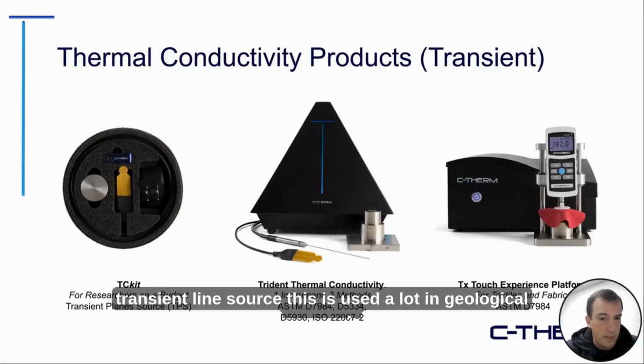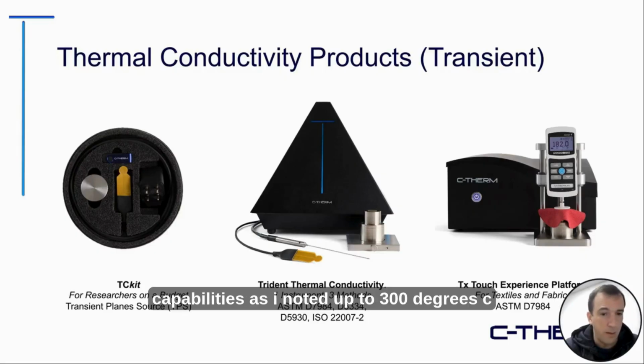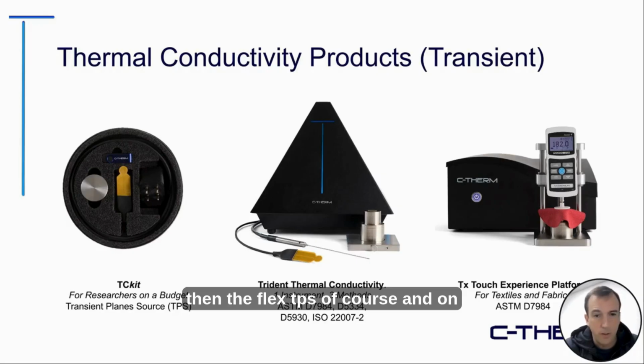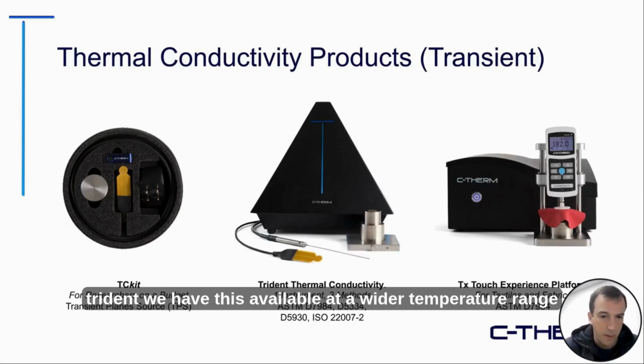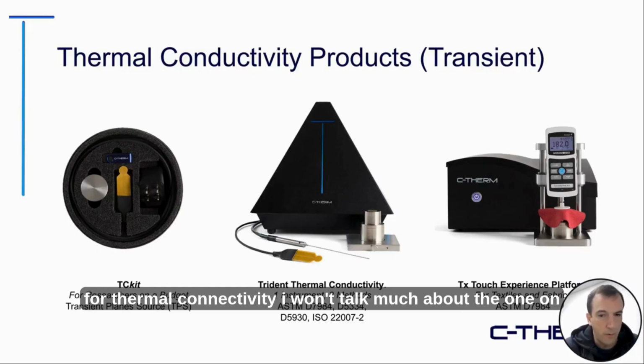The one in the middle is the transient line source. This is used a lot in geological research and does offer some higher temperature, higher pressure capabilities, as I noted, up to 300 degrees C. And then the Flex TPS, of course. And on Trident, we have this available at a wider temperature range and broader dynamic range of measurement for thermal conductivity.